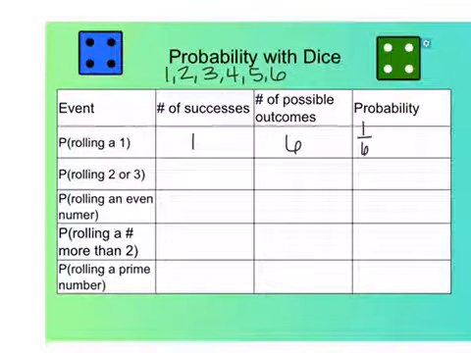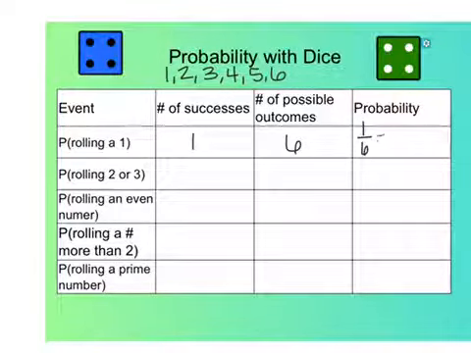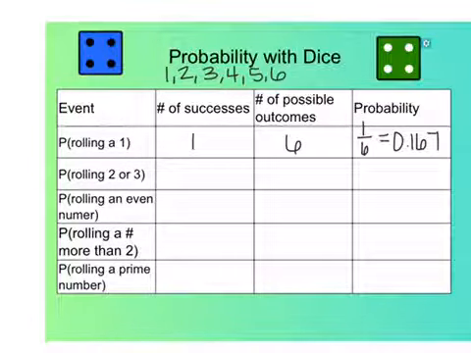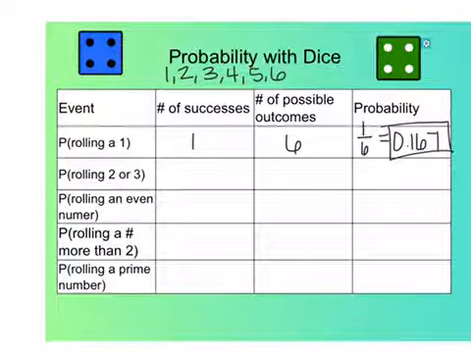And since this is reduced, I could leave it this way, but what you want to start getting used to is dividing that in your calculator and getting a decimal. So when I do 1 divided by 6, I get 0.166666, right? But we are going to round this to the third decimal spot. So that's going to be 0.167.